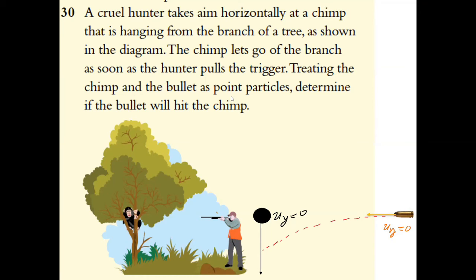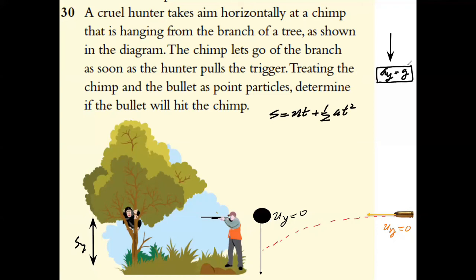In time t, the monkey will fall a vertical distance Sy. Let us write down the displacement formula: S equals ut plus 1/2 at squared. We choose downward as the positive reference. Then the acceleration due to gravity is always downward, so ay equals g.